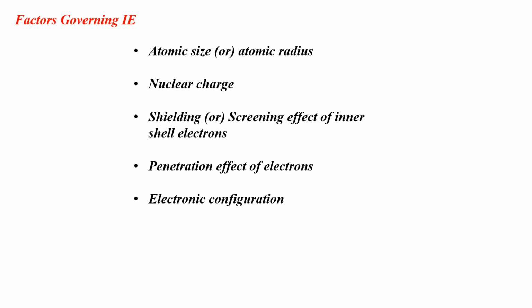Now, there are various factors which influence the values of ionization enthalpy. What are they? Atomic size or atomic radius, nuclear charge, shielding or in other words screening effect of inner shell electrons, penetration effect of electrons, and electronic configuration. So all these factors influence the values of ionization enthalpy of various elements in the periodic table. Let's learn how these factors influence the values of ionization enthalpy.